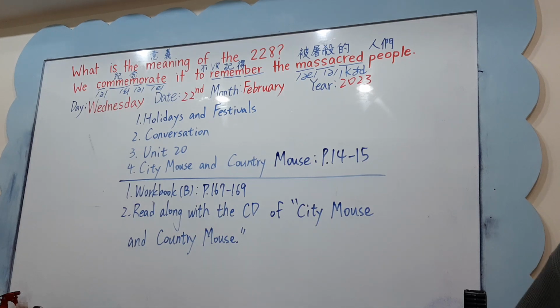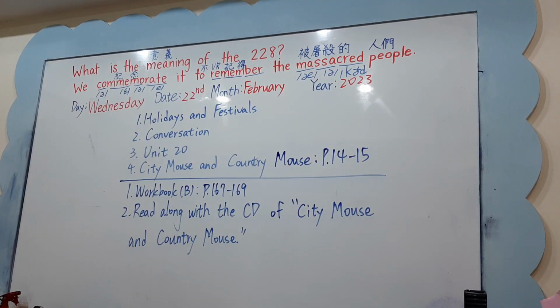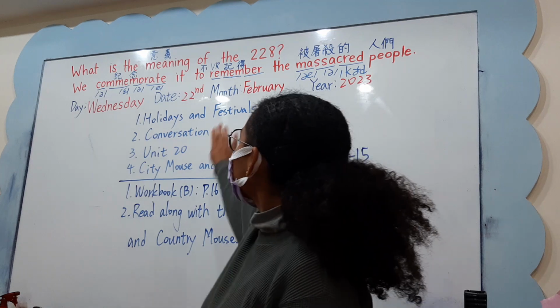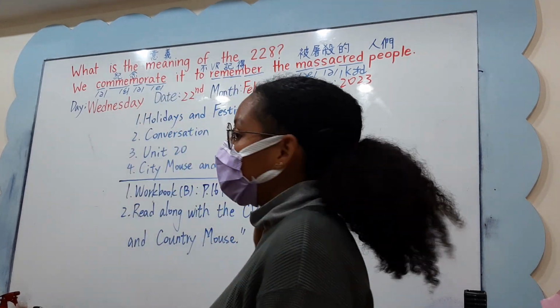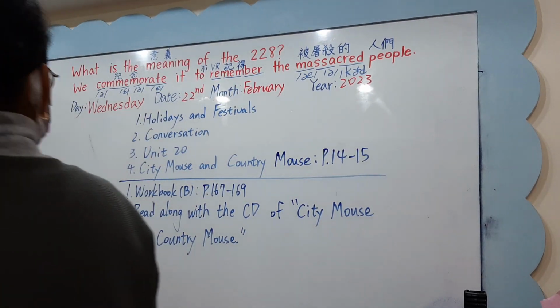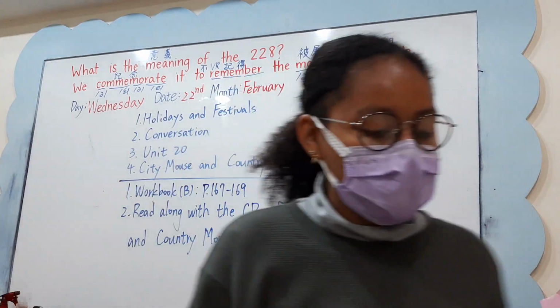Good job. So, cat class, what day is it? It is Wednesday. Thank you. And what is today's date? It is February 22nd. What year is it? It is 2023. Okay, can you read today's lesson, number one?